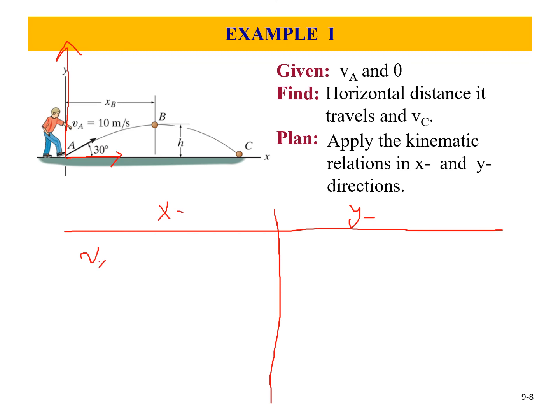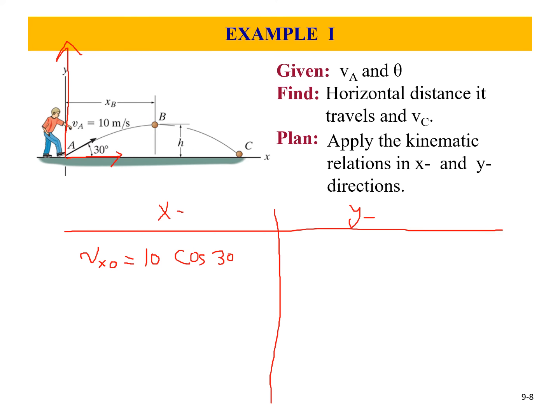So the Vx initial, how much is that? The value of the V is 10, correct? And I have an angle of 30. So that's going to be 10 cosine or sine? Cosine because it is between the two, right? So that's 10 multiplied by cosine 30.